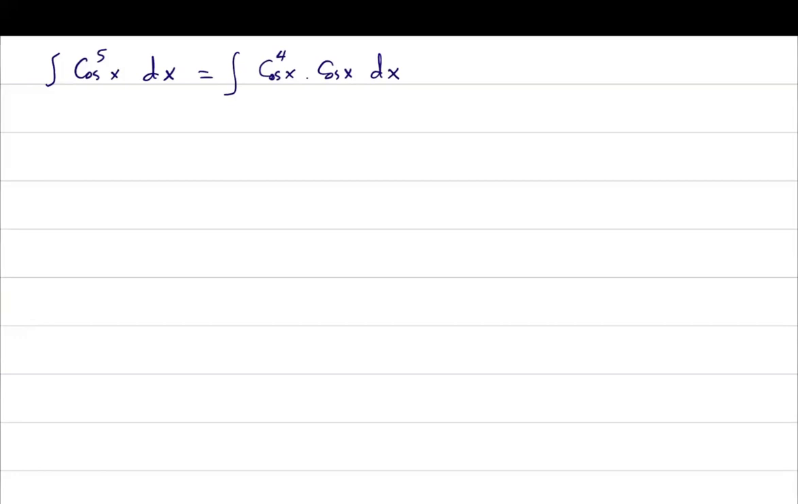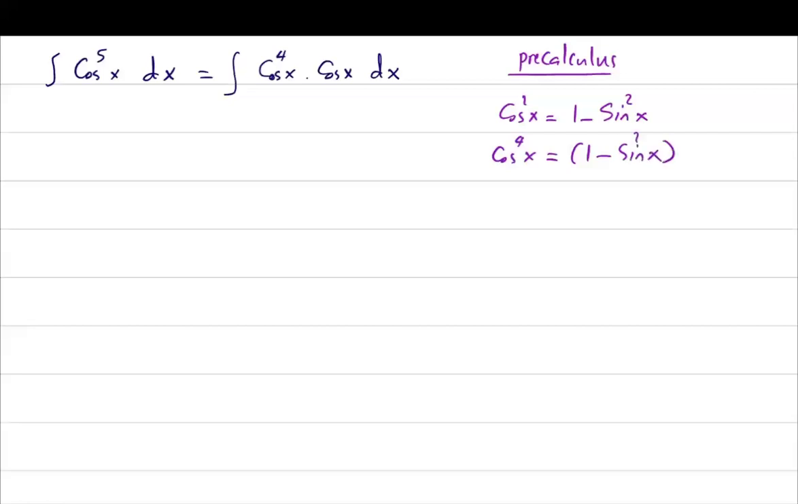Cosine squared of x, let me write it here, from pre-calculus, can be written as 1 minus sine squared of x. So cosine to the 4th of x is 1 minus sine squared of x to the 2nd power. So this integral can be written as the integral of 1 minus sine squared of x to the 2nd power times cosine x dx.